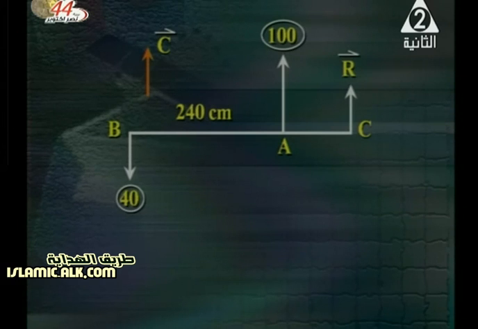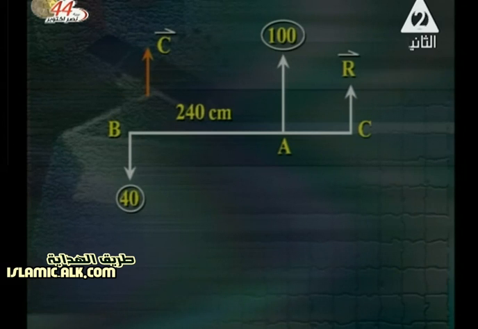AB, the distance between them, equals 240. The greater is 100 Newton, the smaller is 40 Newton. R in this case is in the same direction as the greater force, 100. Look, R acts at point C externally from AB. Then C divides BA externally in the ratio CA to CB.